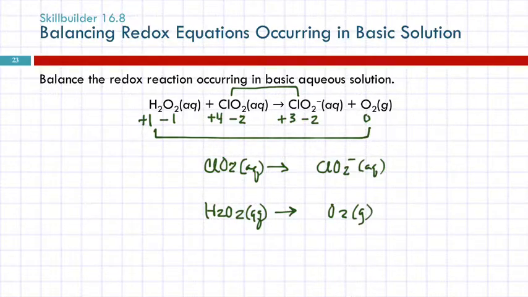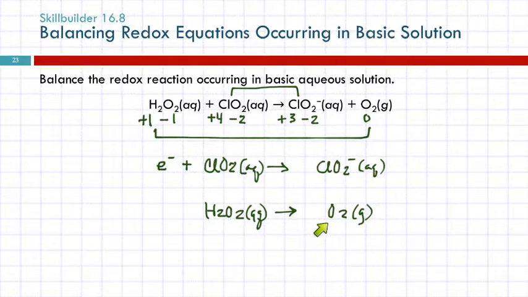I balance each of the half reactions, first with respect to mass and then with respect to charge. If I look at this first one, ClO2 and ClO2 minus, it is balanced with respect to mass. Each side of the arrow has one chlorine atom and two oxygen atoms. It is not balanced with respect to charge, though. This has a -1 charge, and this side has a 0 charge. I balance the charge by adding in electrons. Electrons have negative charges. So I'm going to add one electron over here, and that'll give me a negative charge on each side.